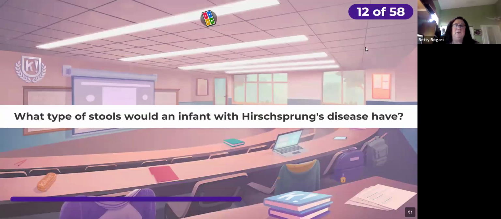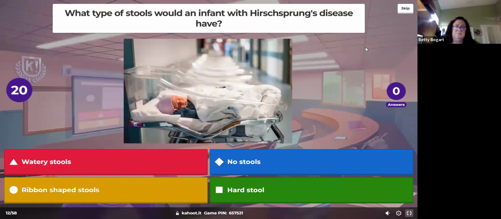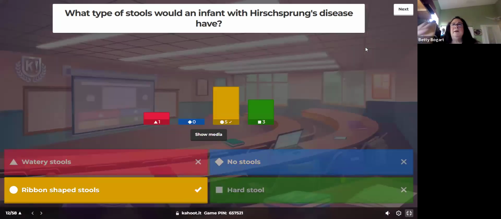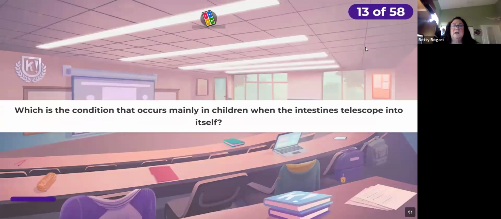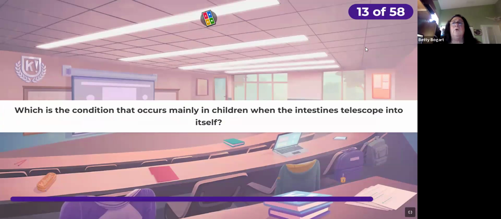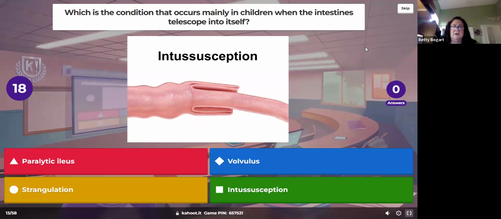What type of stools would an infant with Hirschsprung's disease have? Remember, there's that little tip that's down there on the bottom, and it's what we called ribbon-shaped stools as part of it, okay? Which is a condition that occurs mainly in children when the intestines telescope into each other.